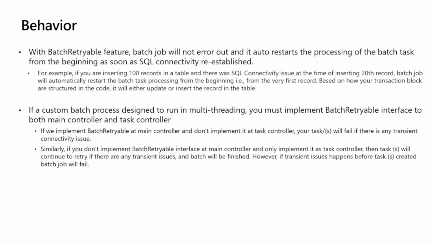Similarly, if you do it vice versa, so you implemented batch retry on your task controller level, but you didn't do it at the main controller level, and there's any SQL transient connection failure, your task is going to retry because the task was executing when the SQL transient failure happened. The task is going to retry and finish, and your main controller class is also going to finish.